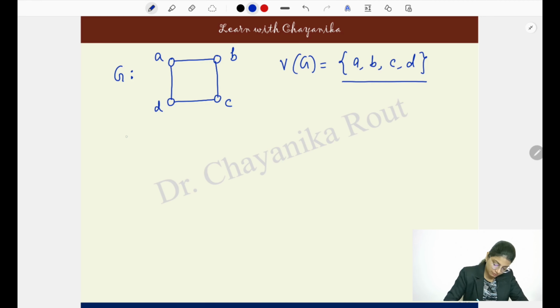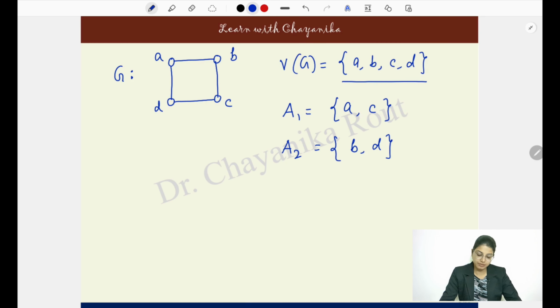Let me have a partition of VG for you. Suppose I take a subset A1 containing A and C, and I take a subset A2 containing B and D. I can call this a partition because both the sets are non-empty, their intersection is phi, they are disjoint subsets, and their union gives the whole set VG. So the collection of the two sets A1, A2 is actually a partition of the vertex set VG.